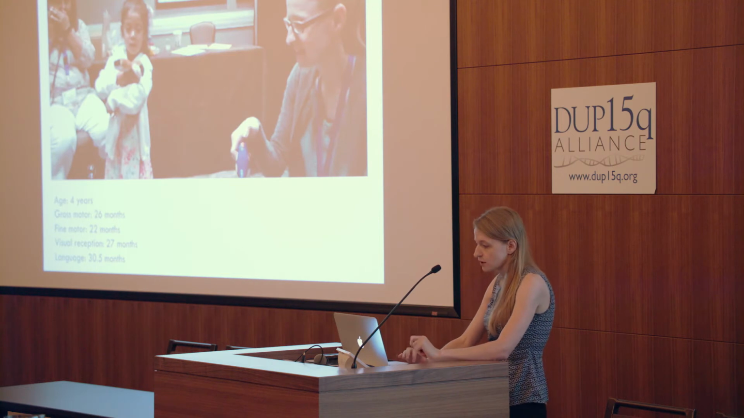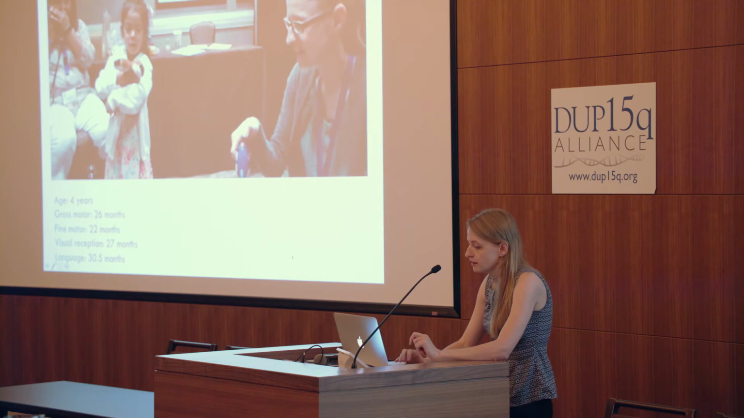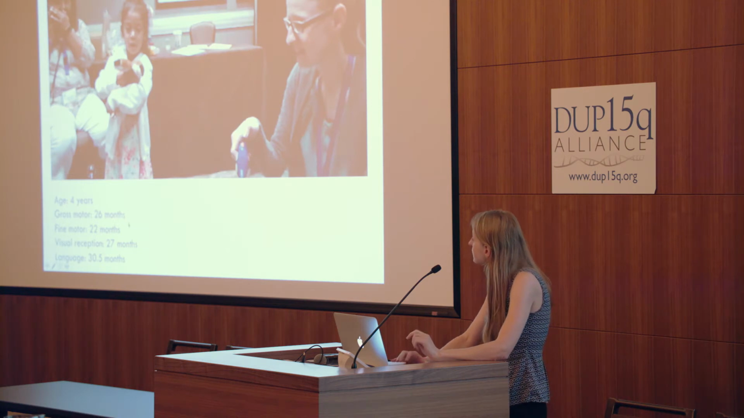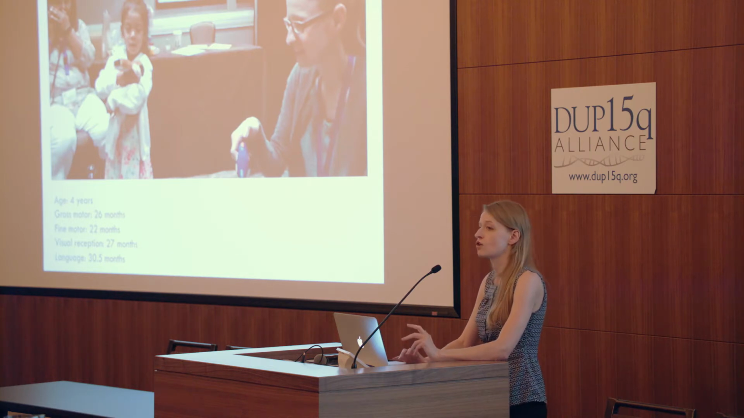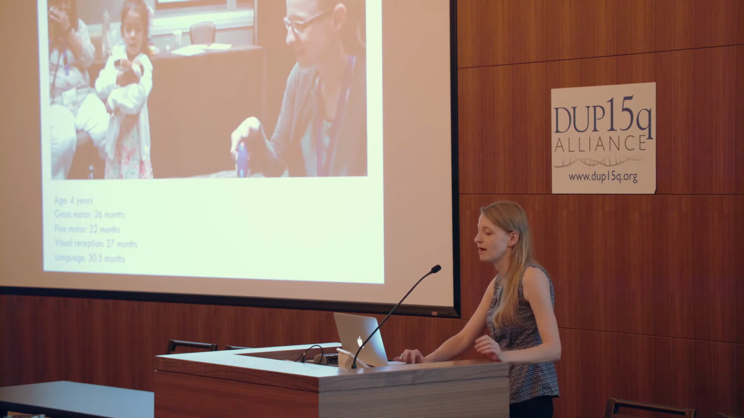So this is our first kiddo. She is 4 years old. These are her age equivalents on a variety of different domains. So you'll see in the video her motor skills look pretty good. But on an assessment, she's still only about 50% of where she should be. Her age equivalent on motor skills is about 2 years old. Her visual reception skills are also around 2 years old, and then her language is actually her strongest skill. She came out at an age equivalent of about 30 months.